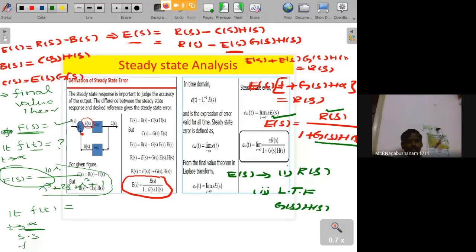Final value means t will approach infinity. That is called final. That's the final value theorem. Theorem itself, final value theorem. Final value means t tends to infinity, f of t.